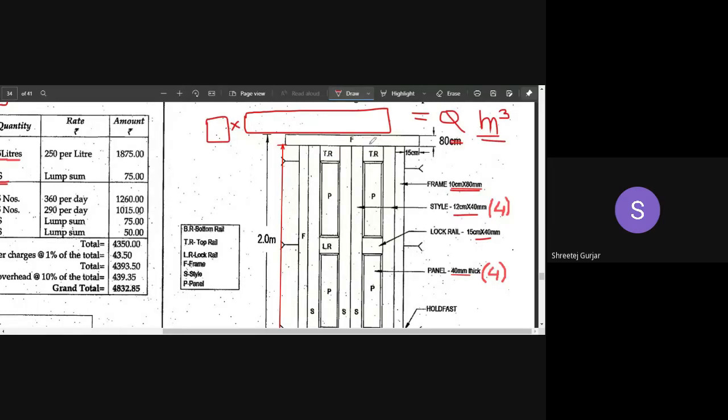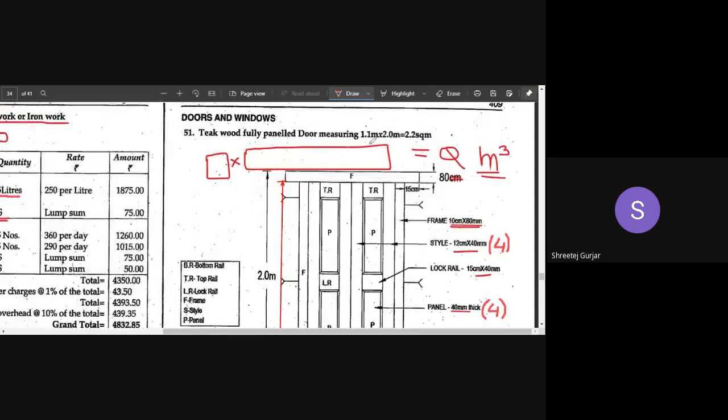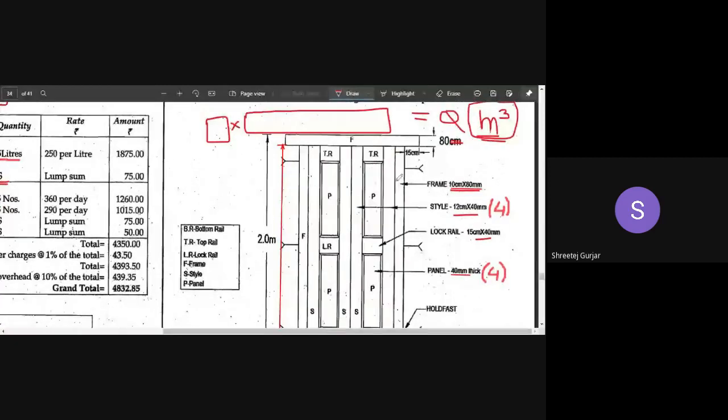So the cross section multiplied by the length of that particular member will give you the meter cube quantity. Various elements you have to calculate in this particular fashion. The cross section will be given. The length of the member you can read from the diagram or from the figure. You can read that length and multiply to get the material quantity. This procedure you have to follow for all the elements of a door.